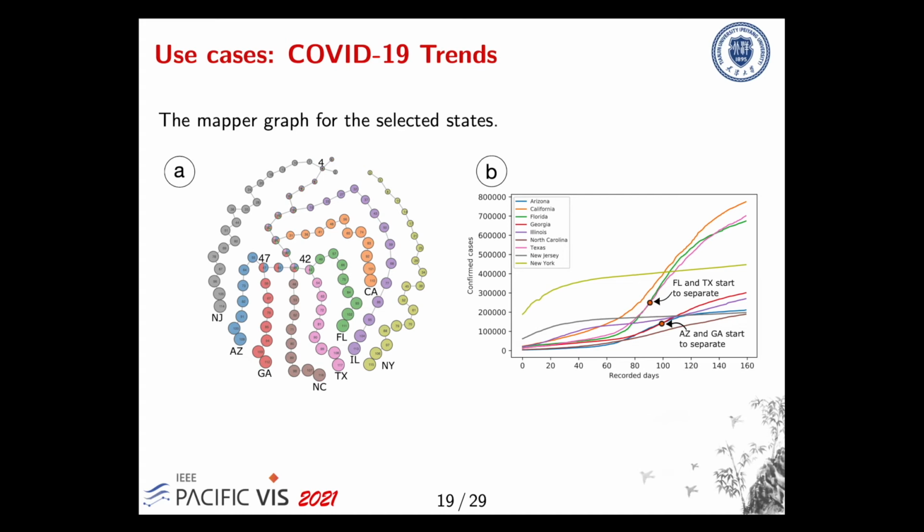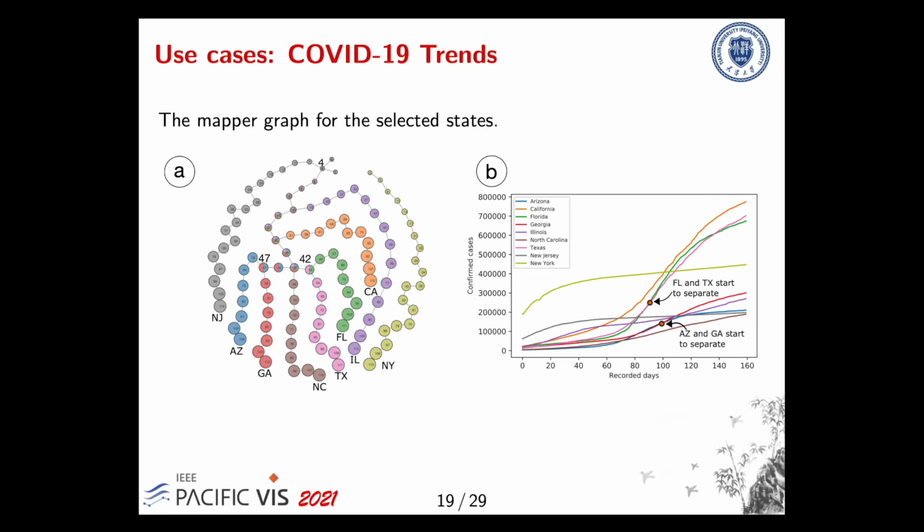For example, as shown in the line graph, the curve of New York deviated the most from other states, so in the mapper graph, it is not connected with any other state at all. New Jersey shows the second highest deviation besides New York in the line graph, so it splits from the main branch at node 4 in the mapper graph. Arizona and Georgia, as well as Florida and Texas, are 2 pairs with similar trends in the line graph, so their nodes are the last ones to be separated from the main branch.